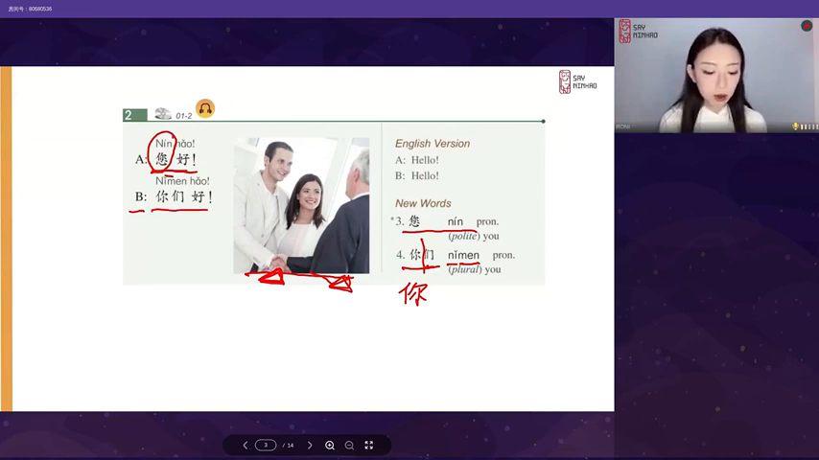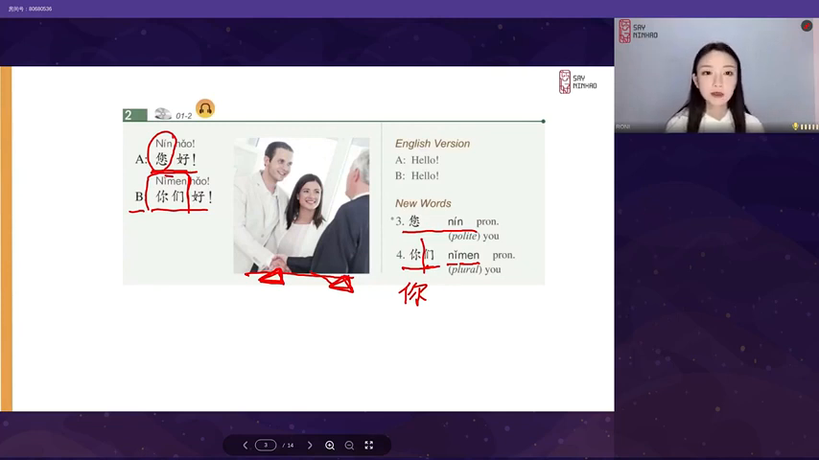And B answered 你们好. Because this old man is facing two people, more than one person, he used the plural form of 你. He used 你们. Okay, this is 你们好. Hello to you too.